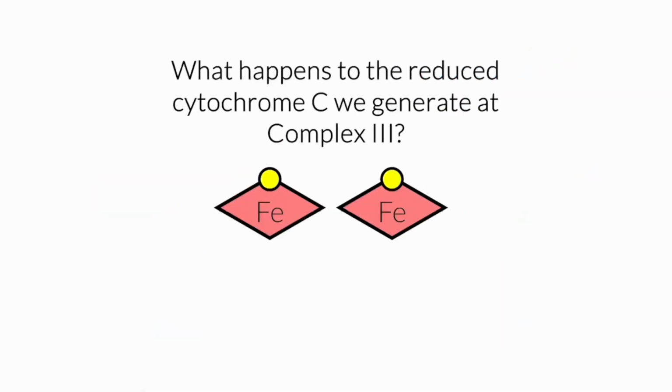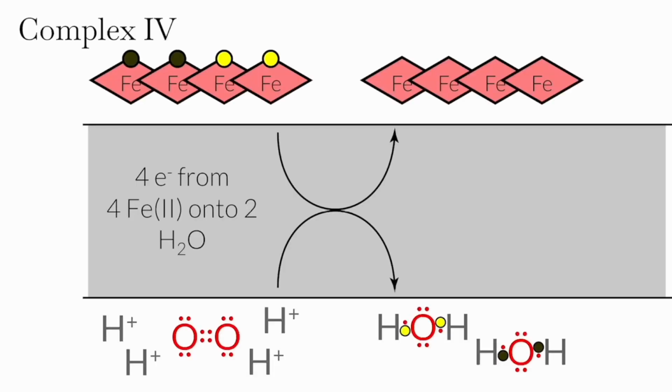Okay, complex 3. Last thing we got to ask is, well, what happens to all that reduced cytochrome C that we generate at complex 3? It goes into complex 4. So this is hopefully making some logical sense. Complexes 1 and 2 generate QH2. Complex 3 generates cytochrome C. Complex 4 takes that cytochrome C and sticks the electrons onto oxygen.